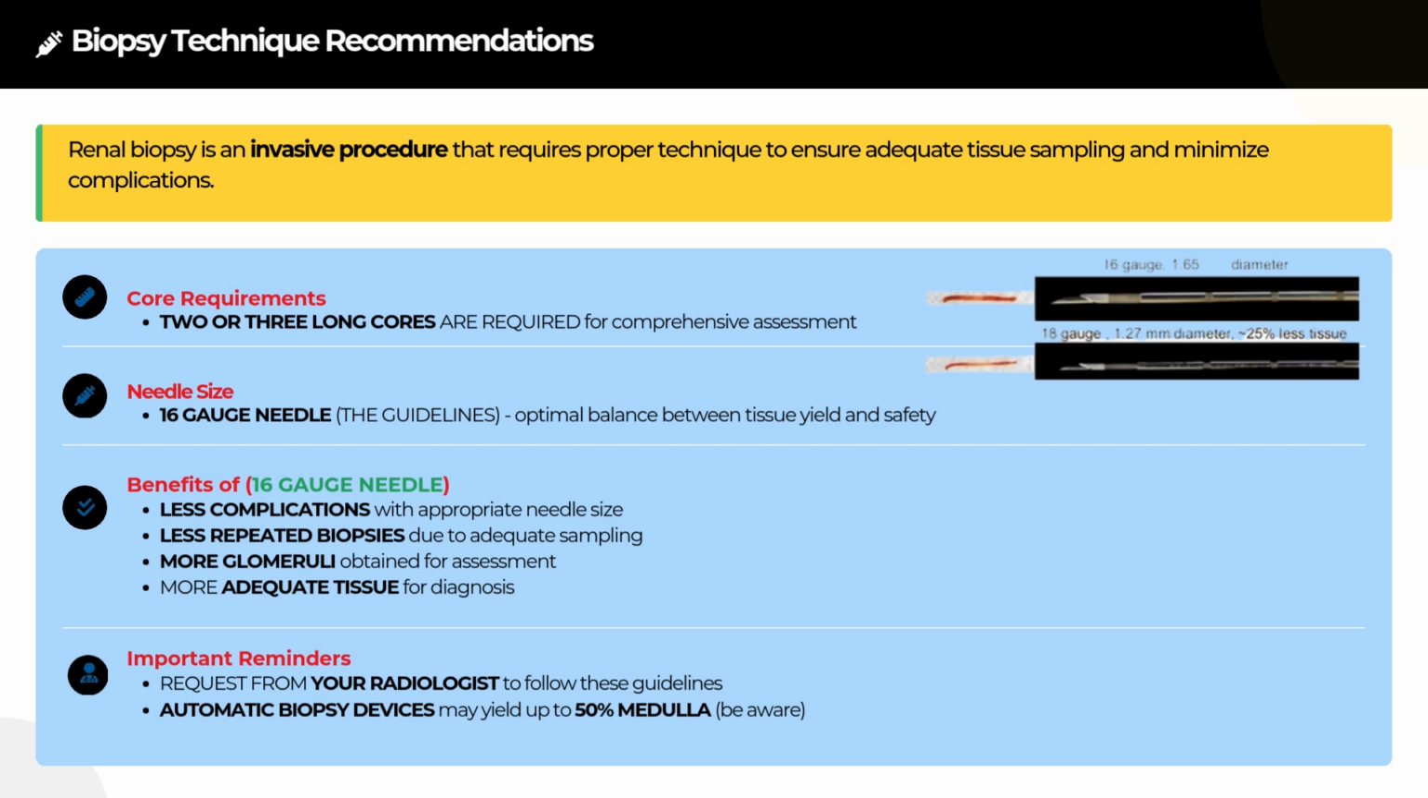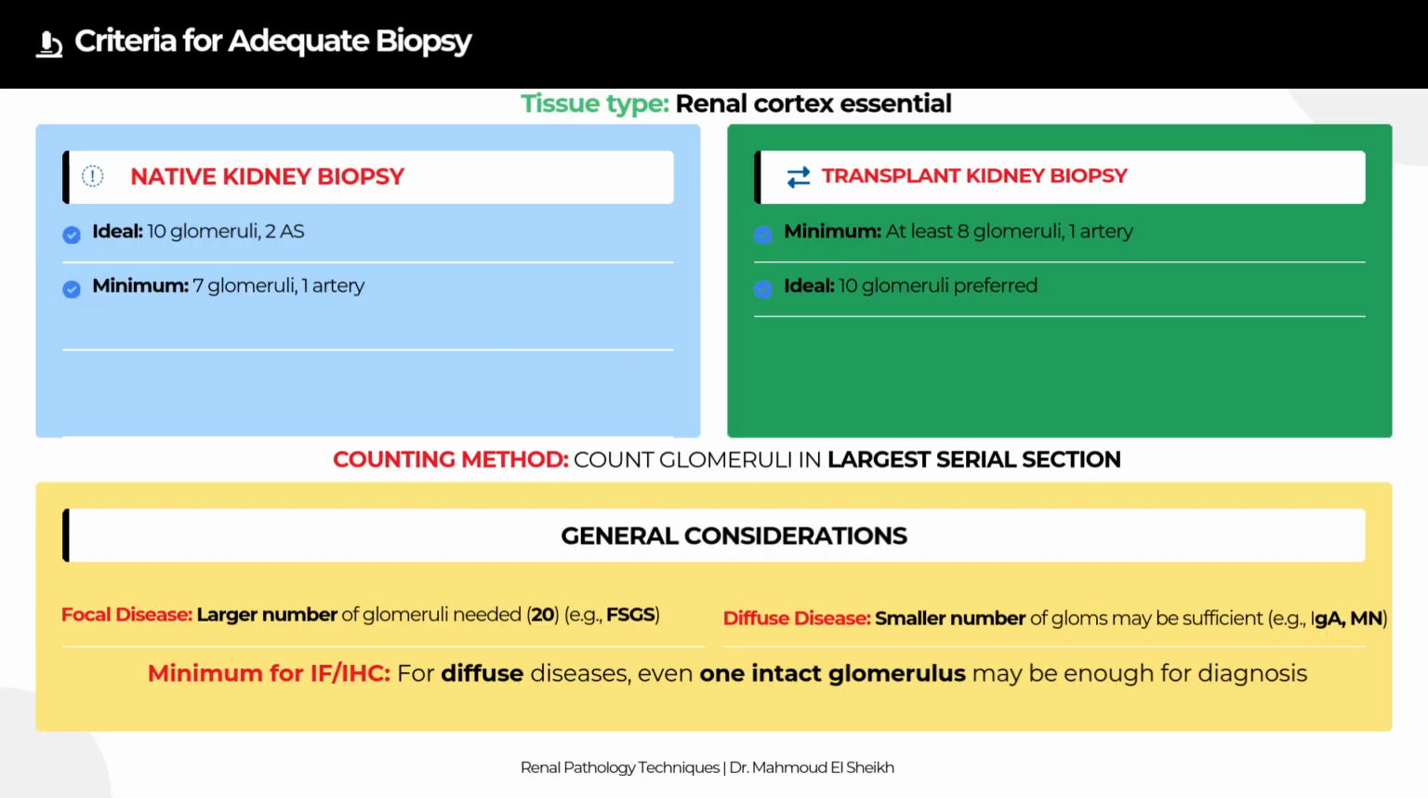Important reminder: request that your radiologist, not the pathologist, follow these guidelines when taking the sample. And you should know that automatic biopsy devices may yield up to 50% medulla, and you should be aware of this point. For a native kidney biopsy, adequacy generally requires at least 10 glomeruli, ideally 20, and at least 1 or 2 arteries to assess vascular pathology.